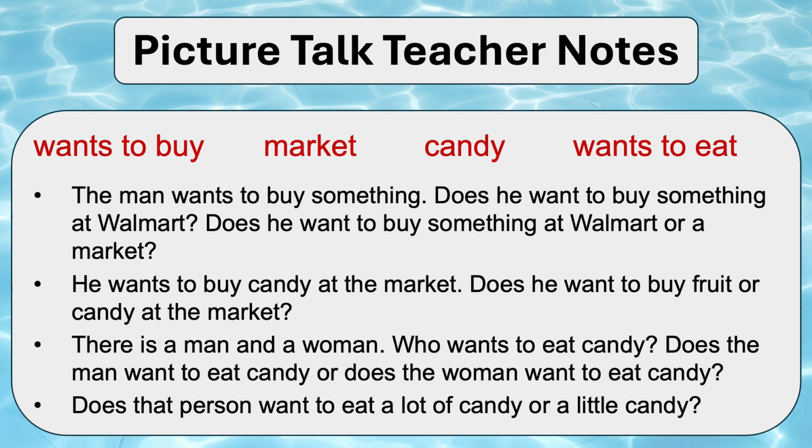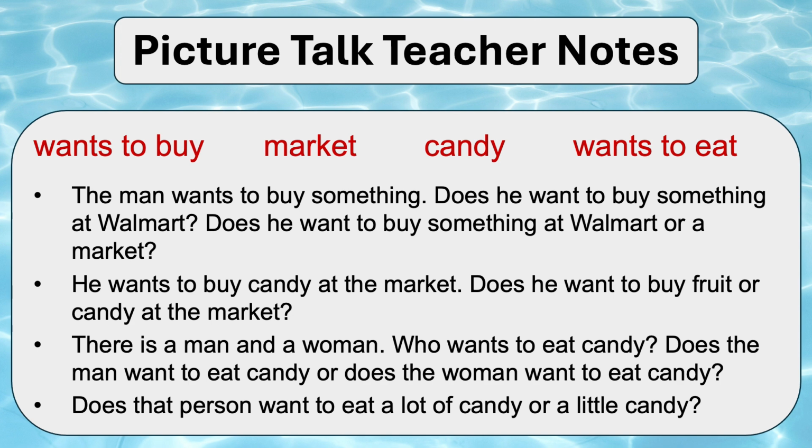Those words are market and candy. The structures are the verb wants plus to buy and to eat. The teacher's goal is to use these words and phrases in context as many times as possible during the discussion. The following are sentences and questions that the teacher can use to help students process the image in the target language and lead to further discussion.